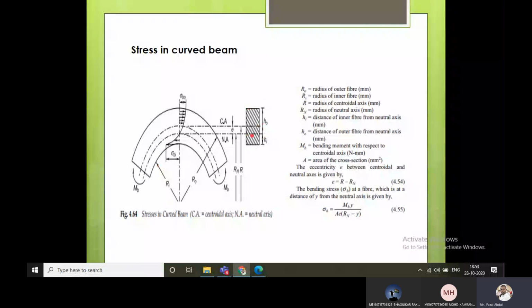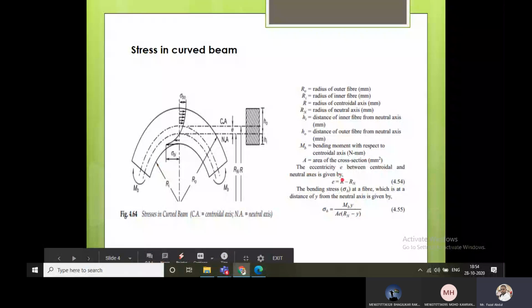H naught is nothing but the distance from the outer fiber to the neutral axis. This is the line representing the neutral axis. From here to here, whatever the distance is, that represents H naught. And Hi is the distance from the neutral axis to the inner fiber. A is the area in mm square, and MB is the bending moment with respect to the central axis. The units are Newton mm. Units are most important here, Babu.